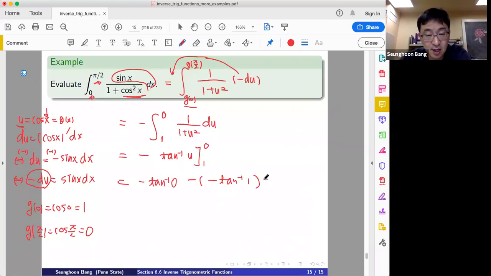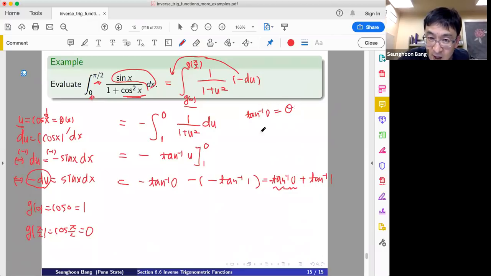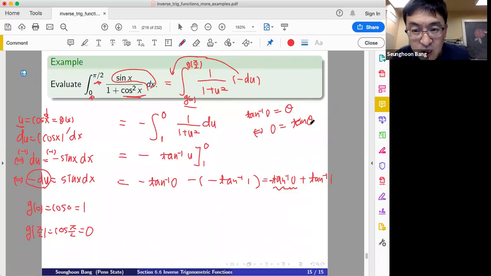You can calculate. This is the same as negative inverse tangent of 0 plus inverse tangent of 1. What's the inverse tangent of 0? Do you know how to find it? You can use this method. Inverse tangent of 0 is some angle theta we don't know yet. You can use the definition: 0 equals tangent of theta, using the relation between the inverse function and the original function. Which angle has tangent 0? Angle theta equals exactly 0. So this goes to 0.